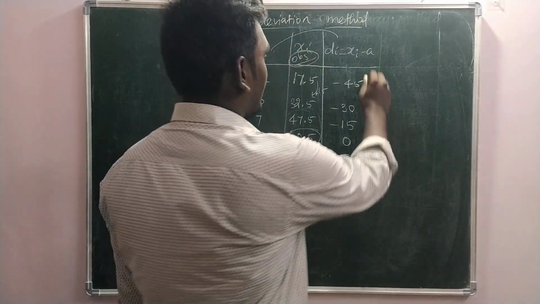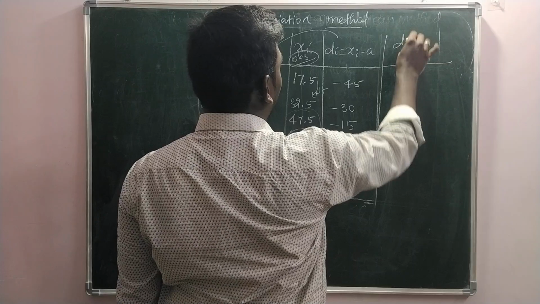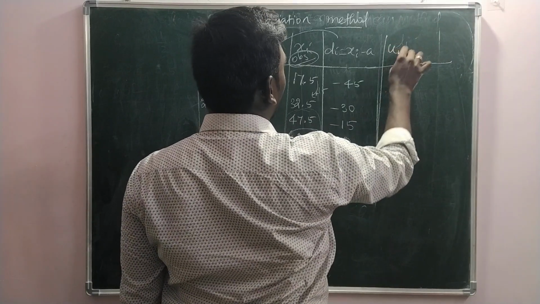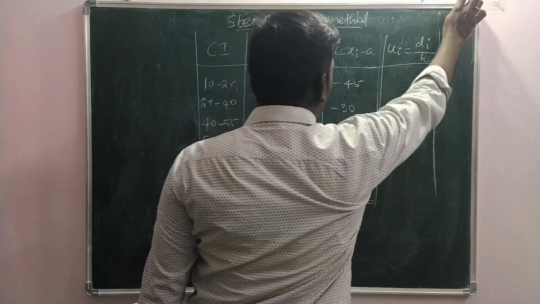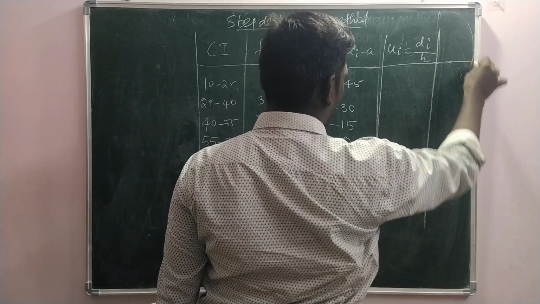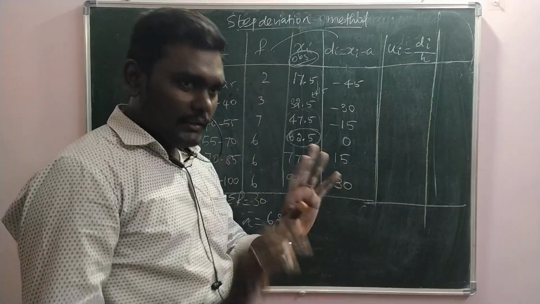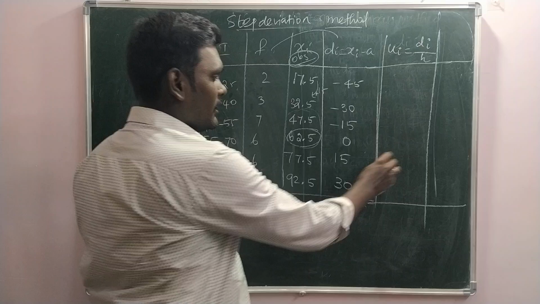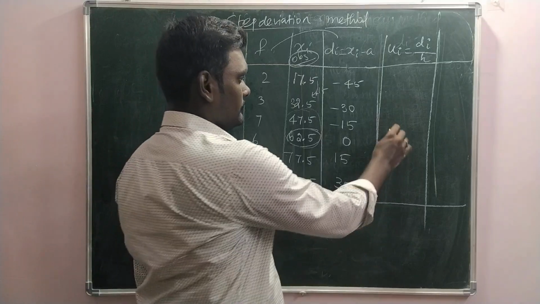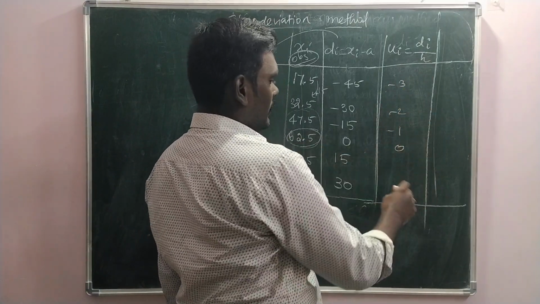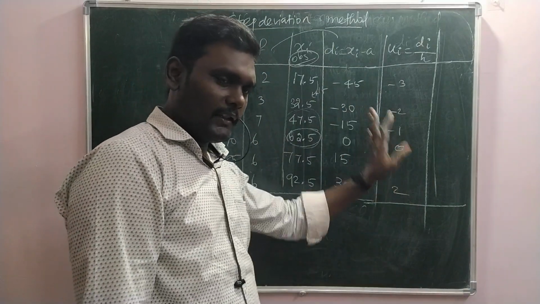So step deviation method means after finding the mean deviation, the di's, we just divide it by h. That we call ui, that is di by h. For this also you don't need to struggle. Simply near the 0 you put 0. Above that, minus 1, minus 2, minus 3. Below that, positive 1, positive 2. That's all. If you actually divide also, the same answer will come.